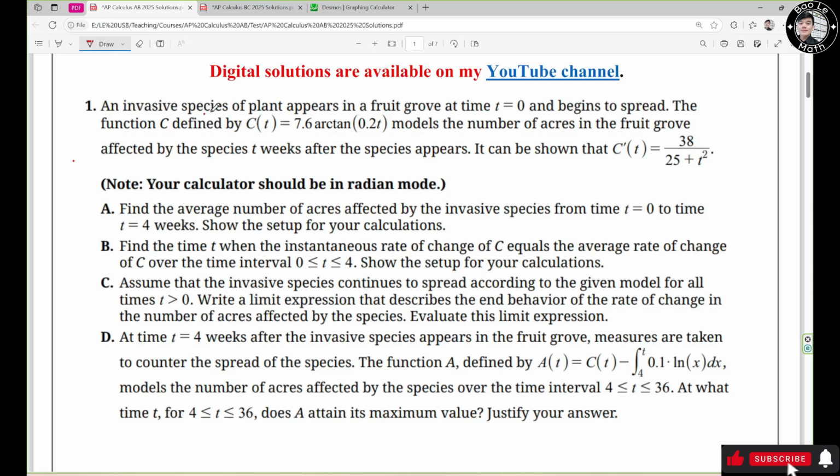An invasive species of plants appears in a fruit grove at time t equals 0 and begins to spread. The function c of t is given by this expression, and c prime of t is given by this one, where t is measured in weeks. Now, question A: find the average number from time t equals 0 to t equals 4.